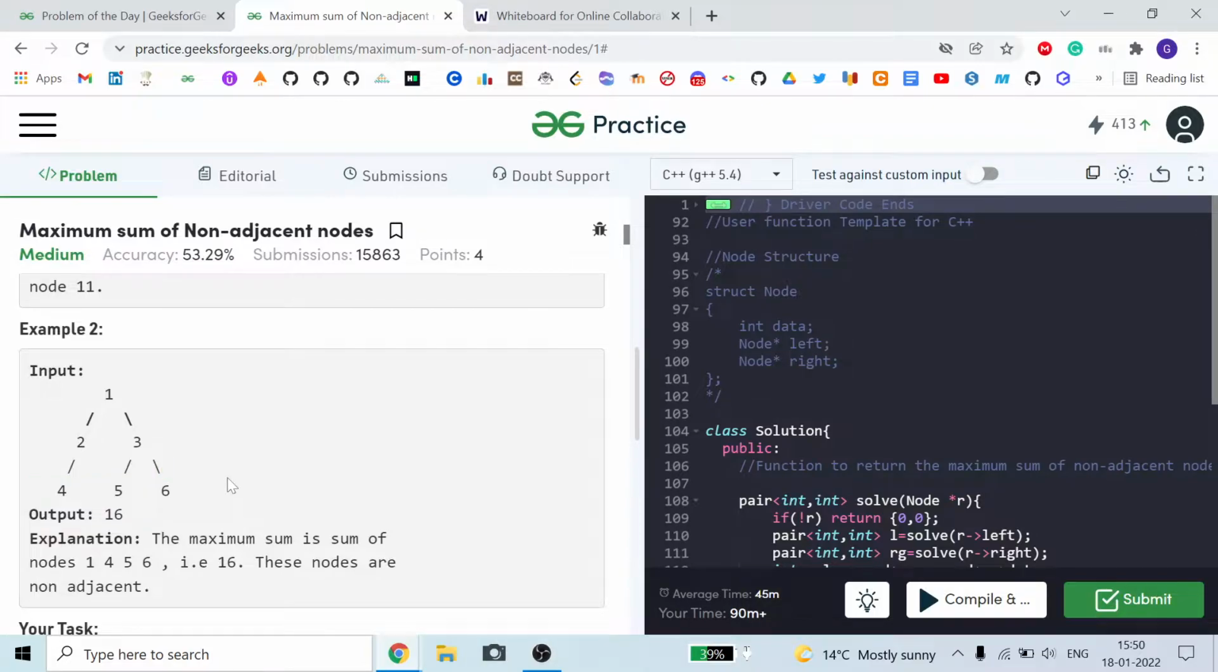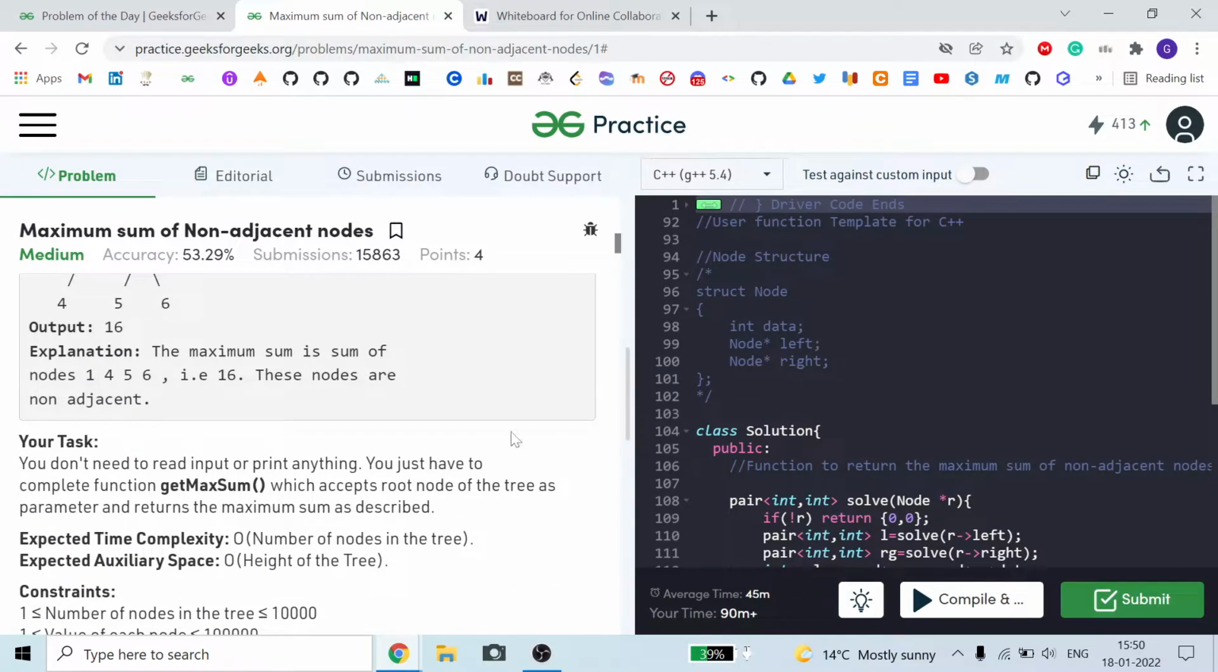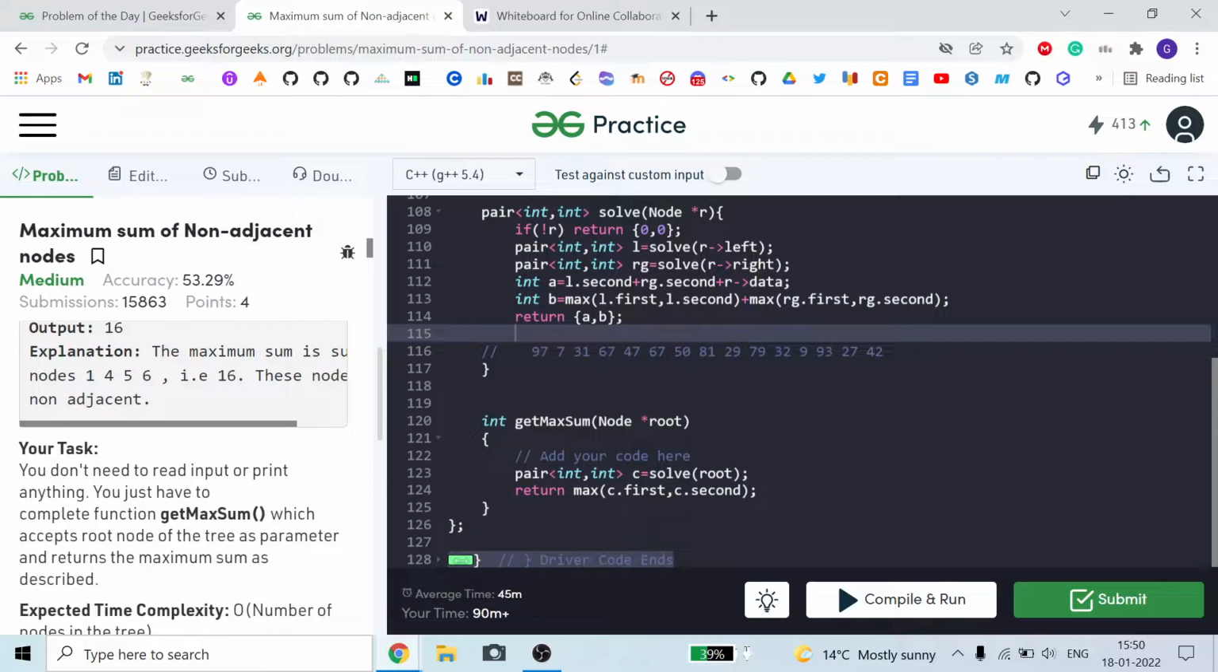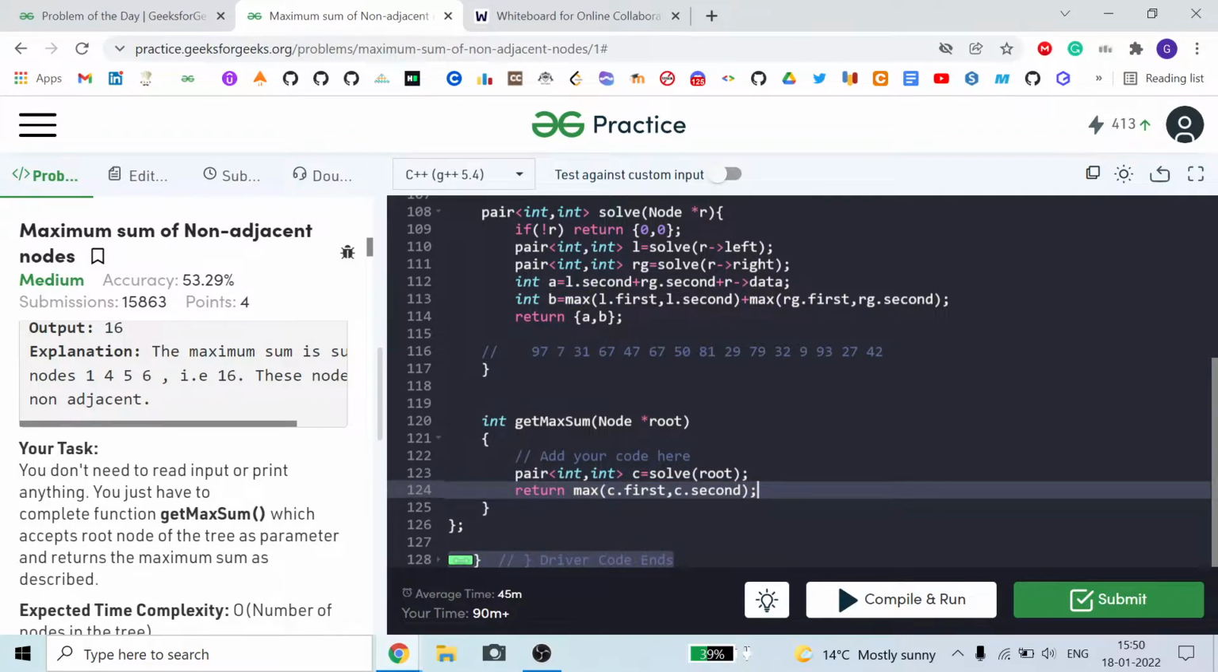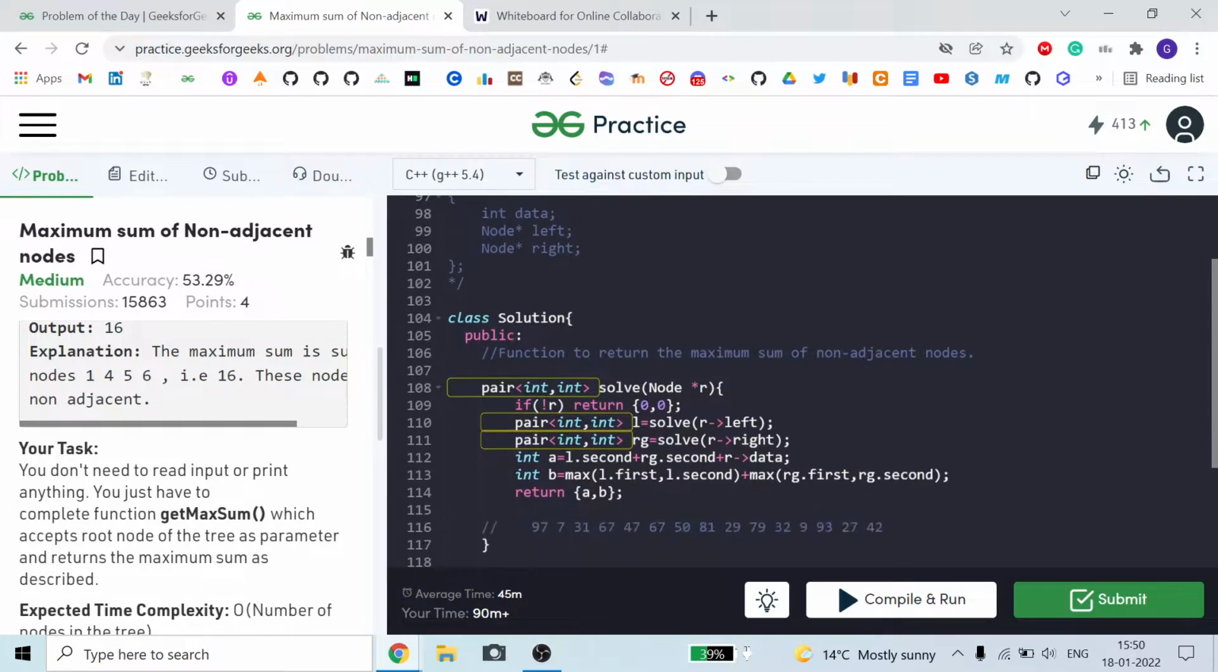Okay, so now focus on the problem. Now we are given this function getMaxSum and a node of the tree, that is root, and we have to return the maximum sum. So what we do, we call a function solve, and we return a pair of int comma int from it, and we return the maximum of the first or second index. Now what is this pair of int comma int? Now focus on this solve function.